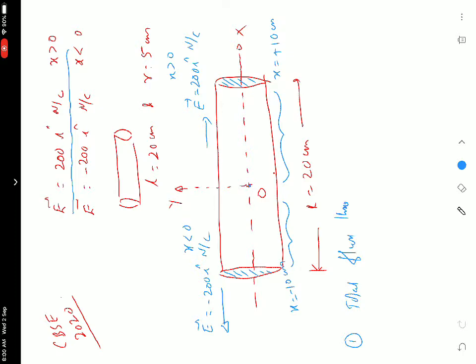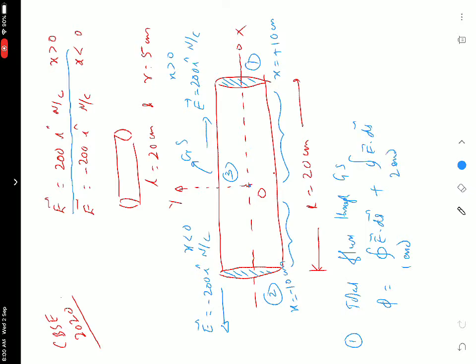Total flux through this surface. This we can recognize as Gaussian surface. It is a Gaussian surface. Phi is equal to flux through the first end face. So you can mark this as first end face. This is the second end face, and third one is your curved surface, 3 faces. Flux through closed integral E vector dot ds vector over the first end face plus closed integral E vector dot ds vector over the second end face plus closed integral E dot ds over the third curved surface.